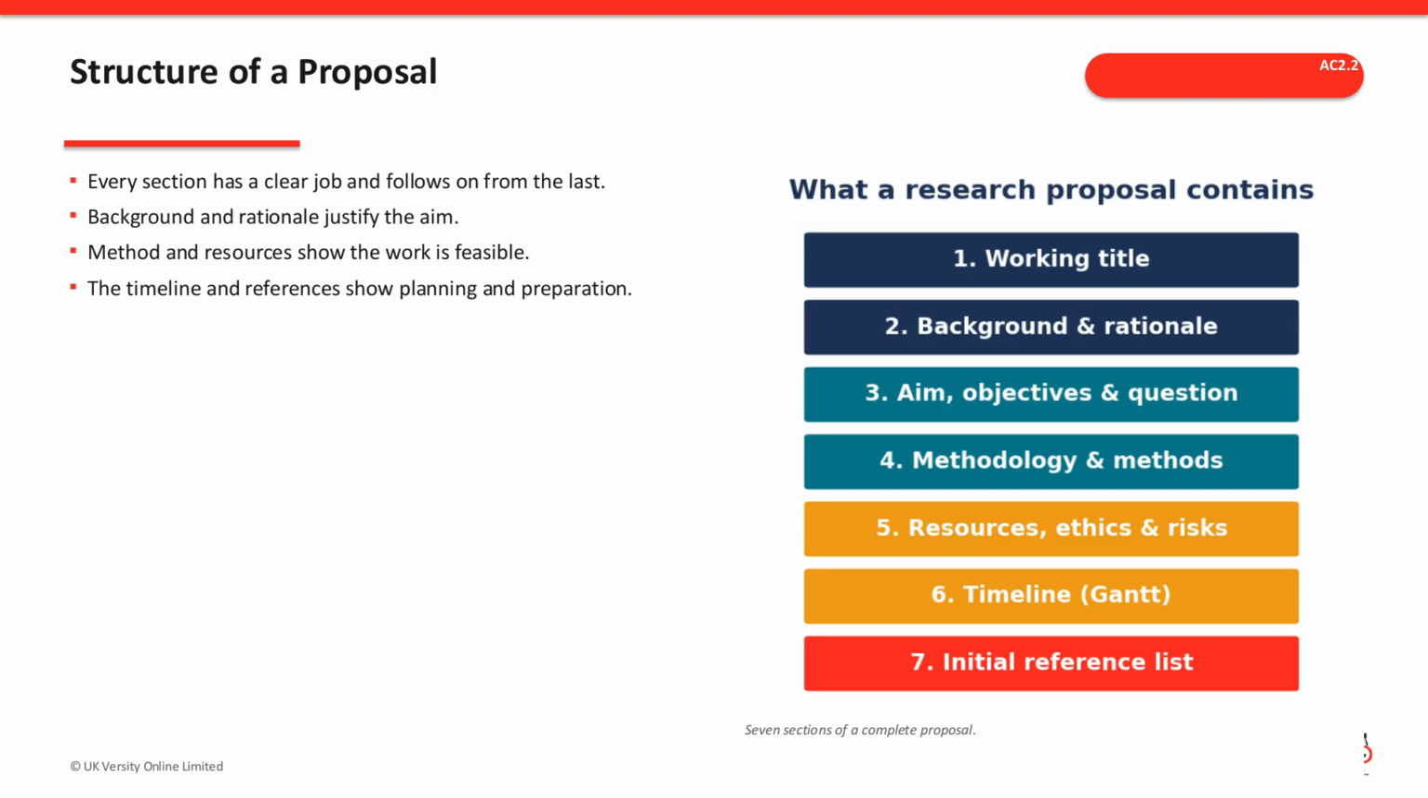Every section of the proposal has a clear job, and each one follows on from the last. The background and rationale justify your aim, while the method and resources show the work is actually feasible. The timeline and references, meanwhile, demonstrate that you've planned and prepared properly. Think of it as 7 pieces that together tell a convincing story, so that by the end a reader trusts you've thought the whole thing through.